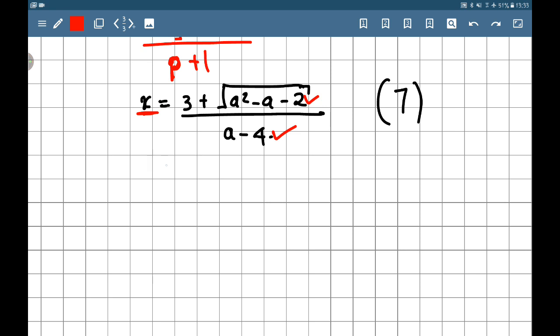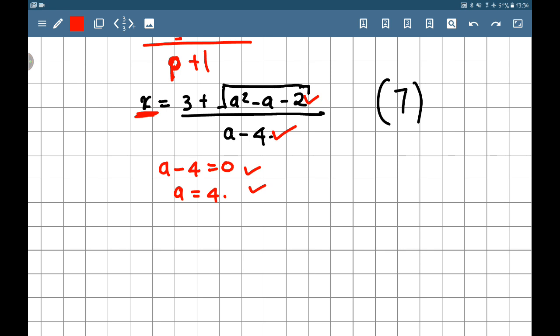X must be undefined. Remember, when it's undefined, it's non-real. So look at this. For us to get that, we are going to say if A minus 4 is equal to 0, to start with, because if the denominator is 0, we are going to have X, which is undefined. Which means to start with, A is equal to 4. So you get 2 marks for that. But you're not yet done.